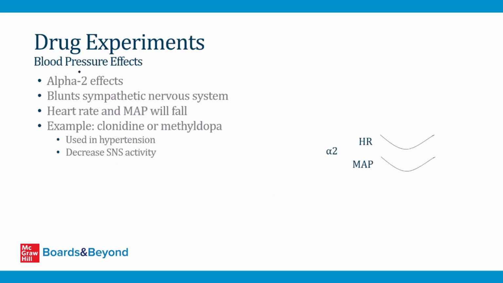And then finally, we'll talk about the blood pressure effects of a drug that activates alpha 2 receptors. So alpha 2 receptors are really peculiar. They're only found in the central nervous system. You find them on the ends of neurons. What happens is neurons in the central nervous system can release norepinephrine, and then that negatively feeds back on alpha 2 receptors.